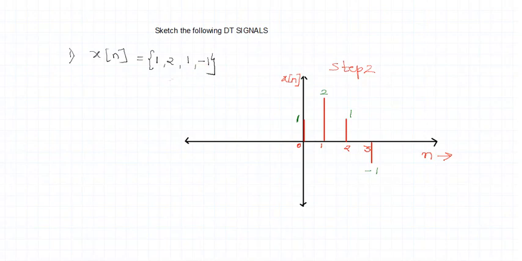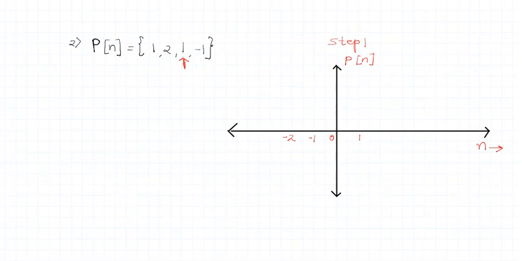And what do these numbers indicate? These numbers indicate their magnitudes. So please be very clear with this. This set of numbers which is shown to you, they are the magnitudes of the 4 samples, not the time instant. Let us now move to the next example.